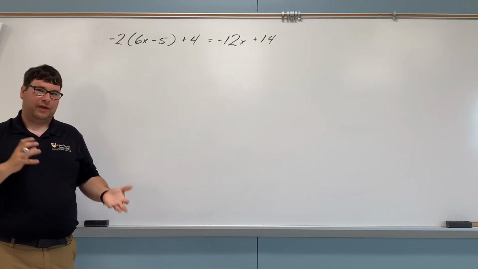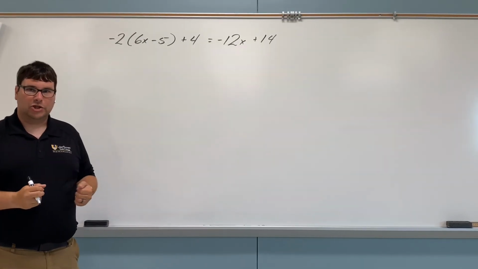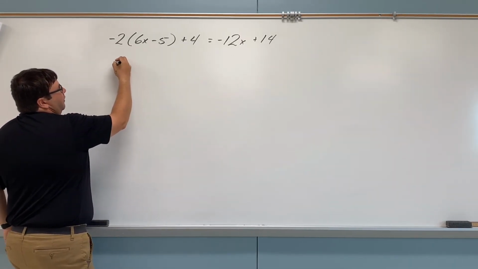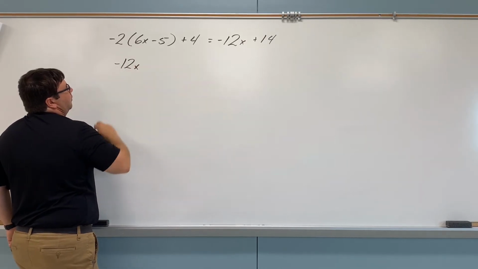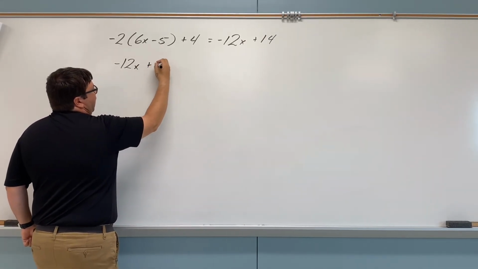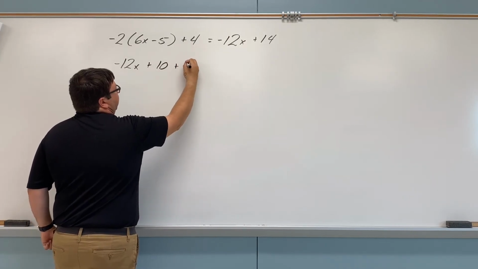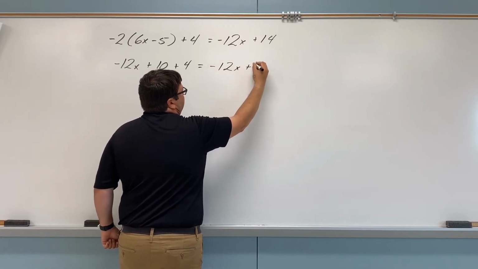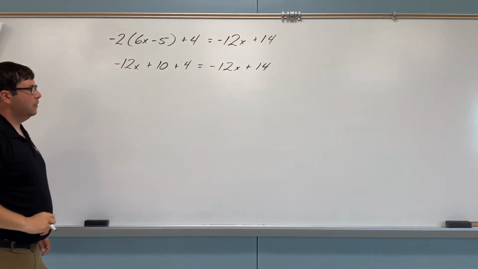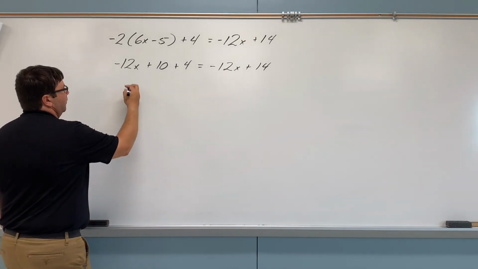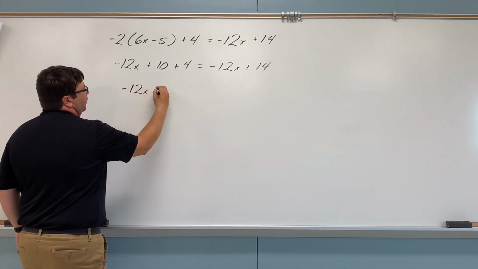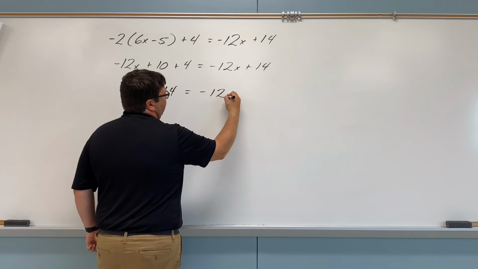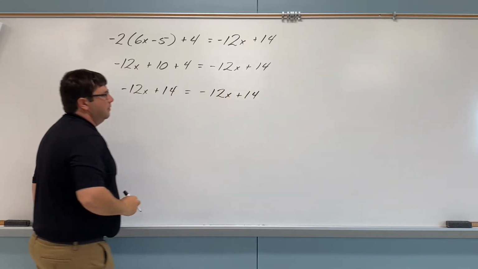I don't have any fractions, I don't have any decimals, so I'm just going to go ahead and jump into simplifying my problem. So at this point, negative 2 times 6 is going to be negative 12x. Negative 2 times negative 5 is a positive 10. Plus 4 did not change. This side, there's nothing to do, so we're not changing it at all. We're just going to bring it down. Combine your like terms. So I have negative 12x plus this makes 14 is equal to negative 12x plus 14.